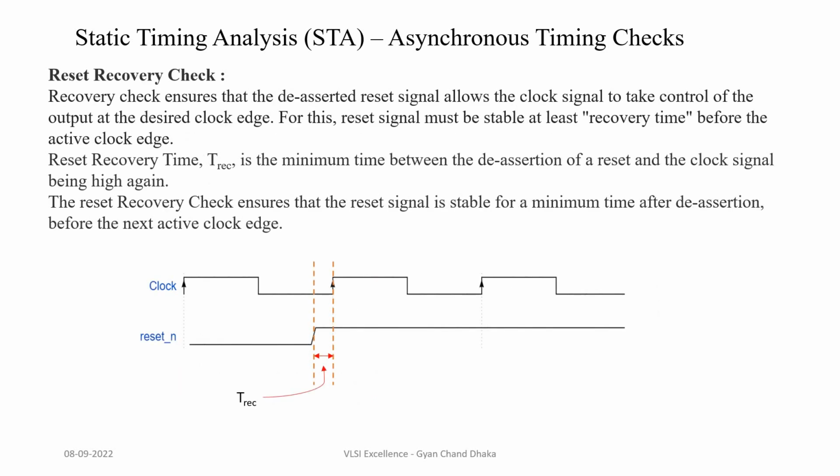Now let's discuss the reset recovery check. The reset recovery check ensures that the de-asserted reset signal allows the clock signal to take control of the output at the desired clock edge. So that means the de-assertion of the reset should not happen near the clock edge, and it should happen before this window, so that the flip-flop can take control of the output at this clock edge.